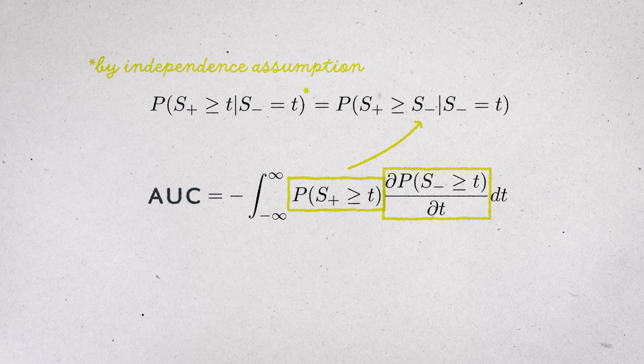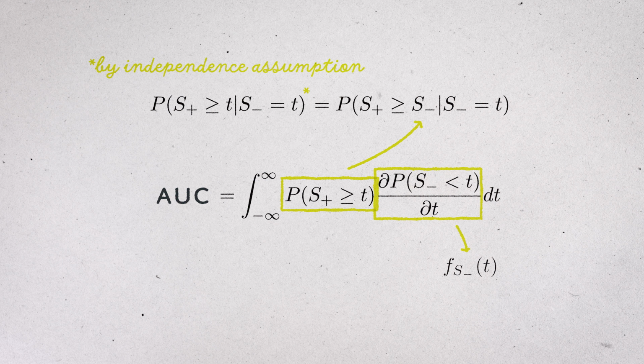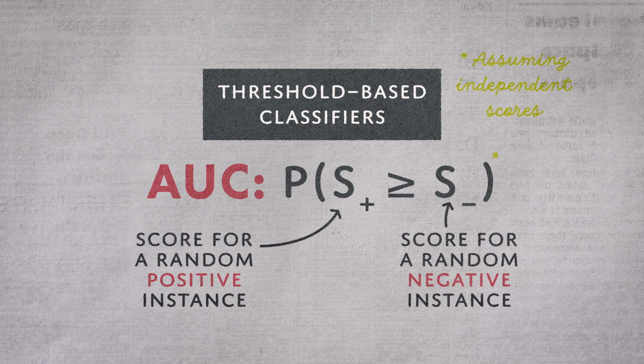Now, turning our attention to the second piece, notice that the probability that s minus is greater or equal to t is the same thing as 1 minus the probability that s minus is less than t. And if we make this substitution in our derivative, we end up with this. The negative sign cancels the one outside the integral, leaving this, and this term is the probability density function of s minus evaluated at t. Now, rewriting the integral in this way helps us recognize that this is nothing but the probability that s plus is greater or equal to s minus expressed using the law of total probability, which proves that the area under the curve is exactly the probability that a randomly chosen positive instance has a higher score than a randomly chosen negative instance. A higher area under the curve generally means the model does a better job separating positives from negatives when assigning scores and is therefore more likely to perform well in practice.